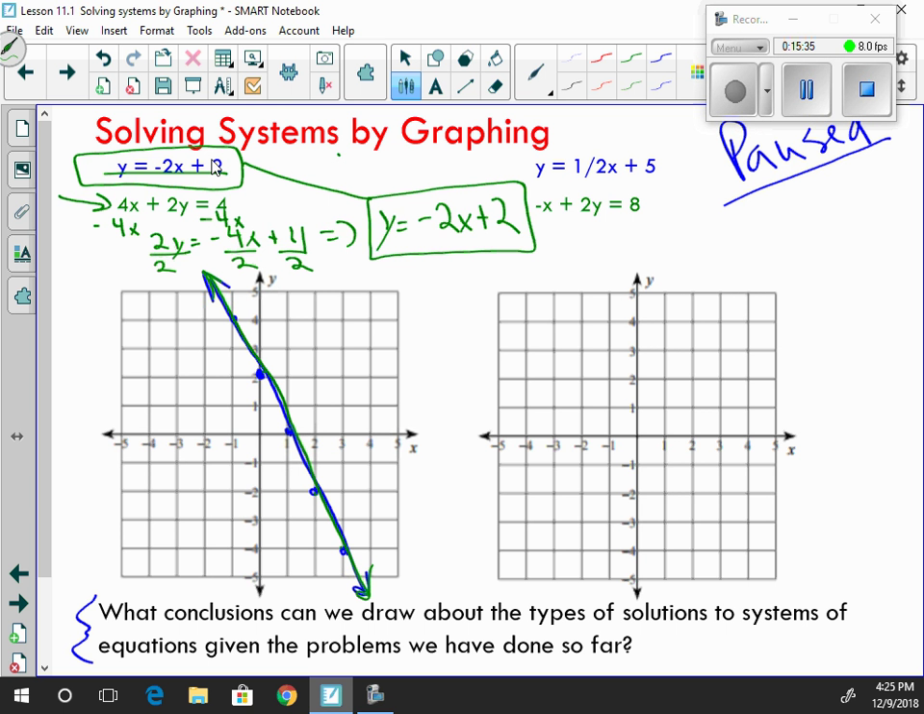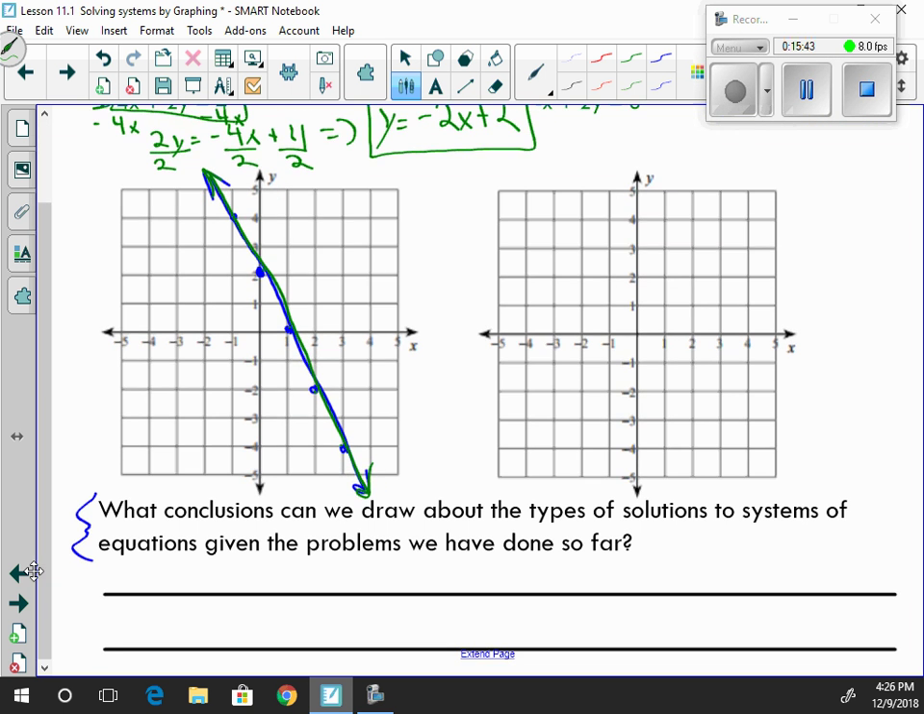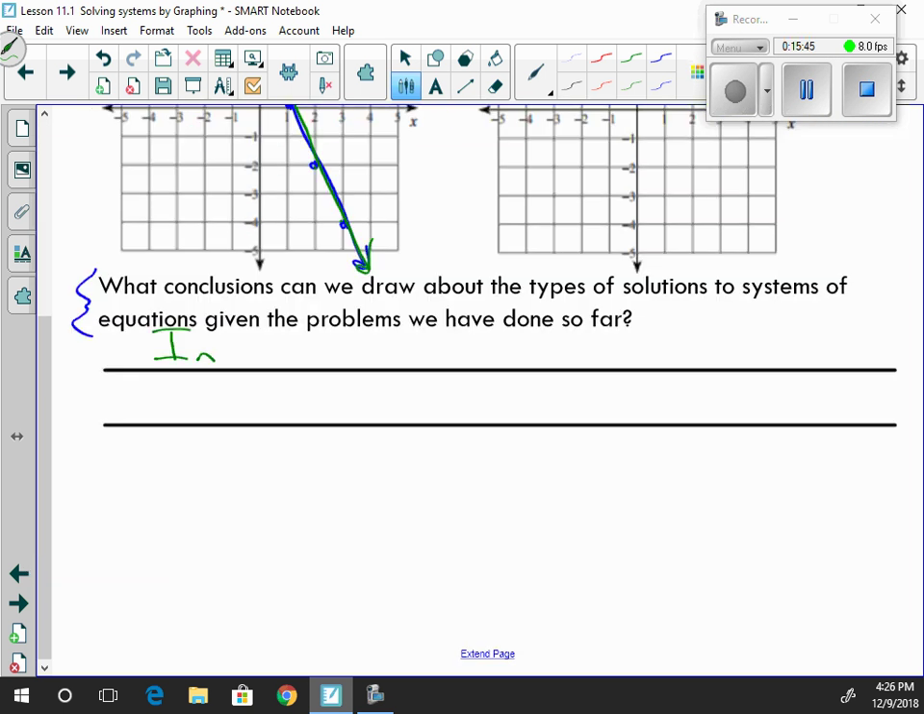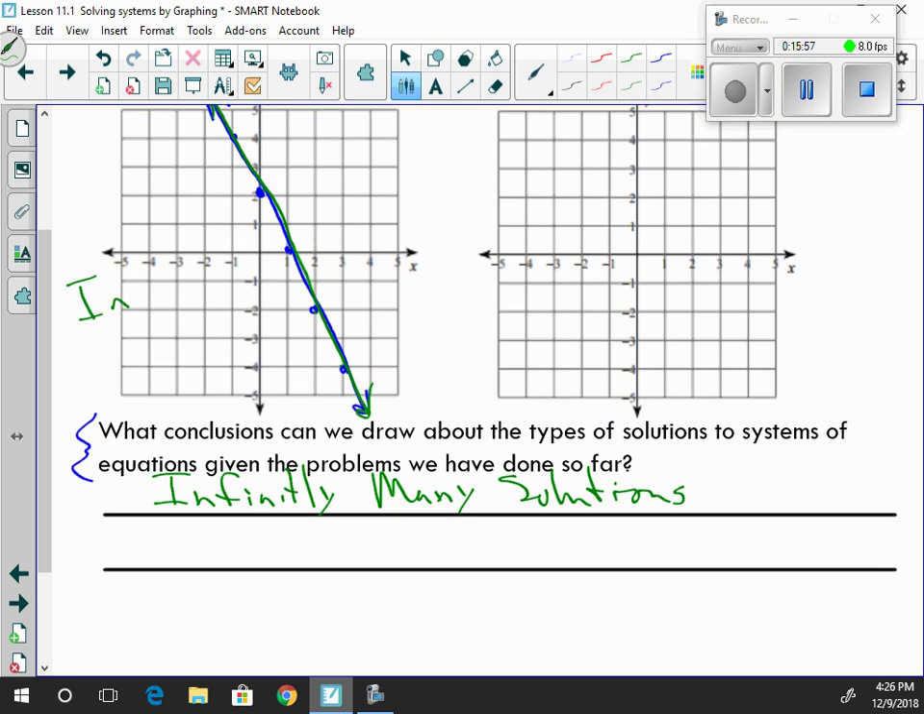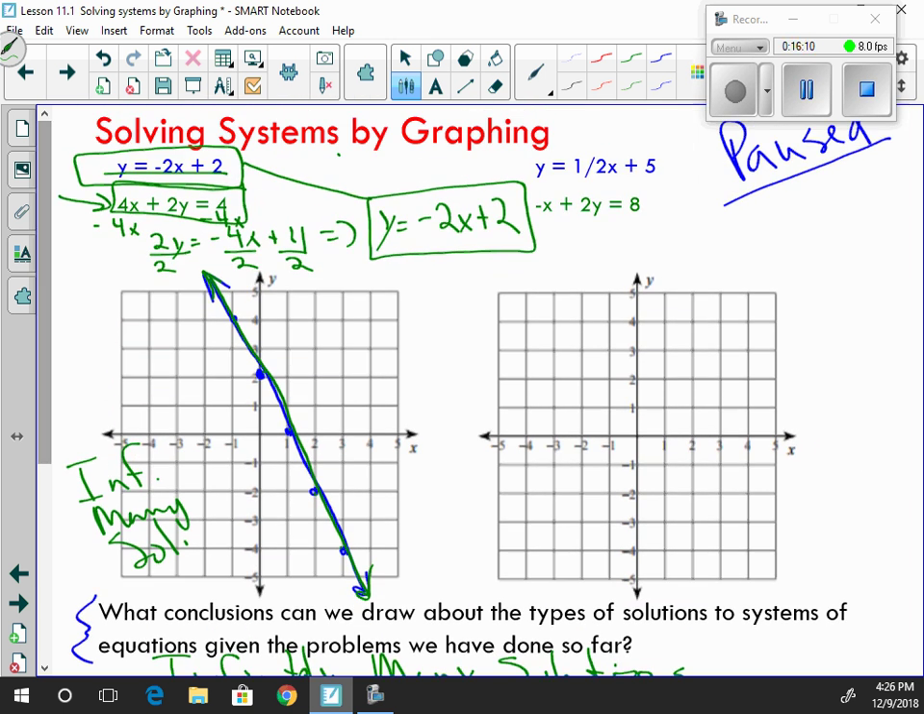So when you have two equations that don't appear to be the same, but then you graph them and they end up being the exact same line, we can say that we have infinitely many solutions. I usually abbreviate that, so I would be okay if you guys did that as well. Okay? Neither. Okay. So if you haven't done the other one, go ahead and do that.